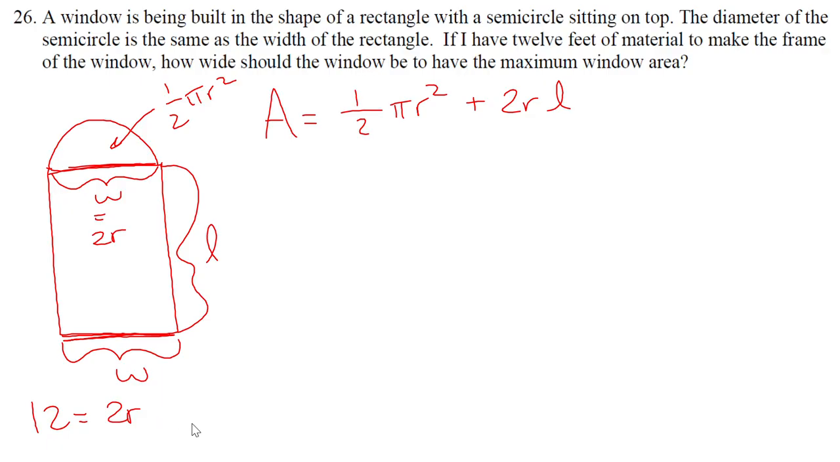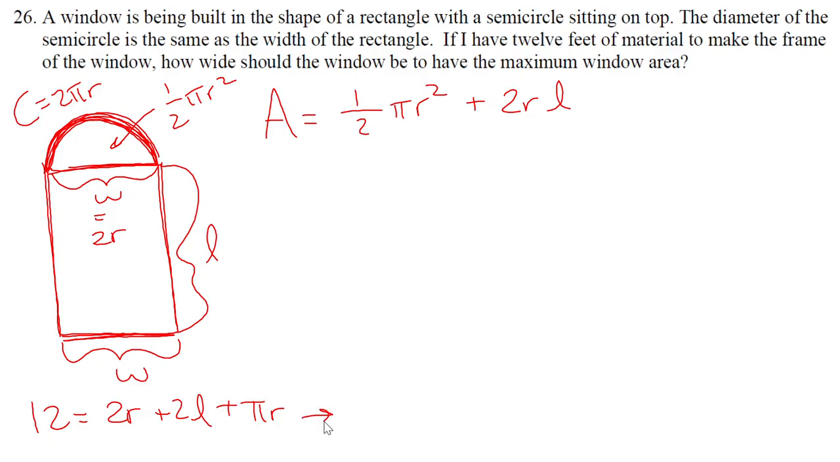So we have 2r. And then we have our L with another L, so 2r plus 2L. And then we have whatever the length of that semicircle is. Well, the length of the semicircle should just be half of the circumference of that circle. And the circumference is 2 pi r. So this piece that's half of it should just be pi r. So we've got that 12 should equal 2r plus 2L plus pi r.